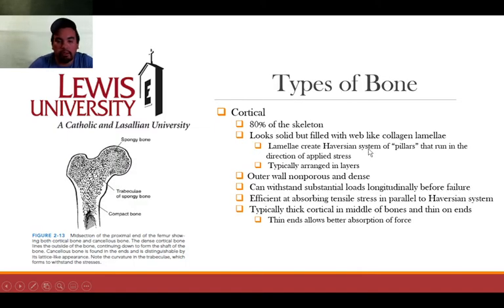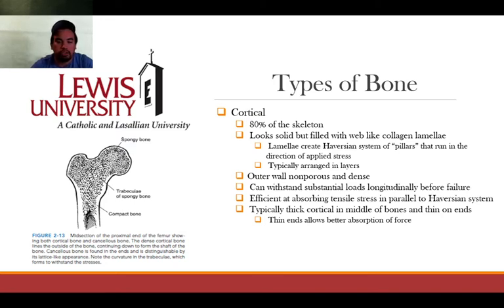So then once they build this bone, what kind of bone are they going to build? So we have this cortical bone that's 80% of our skeleton. It looks solid, but it's filled with web-like collagen called lamellae. These lamellae create Haversian systems, which are like pillars that run in the direction of the applied stress. It's typically arranged in layers, like a web-like layer type thing. And then the outer wall is non-porous and dense. So if you think of like a chicken bone, if you ever had that, the outer layer is smooth, it's not very porous, and it's dense, it's thicker. It can withstand substantial loads longitudinally before failure.